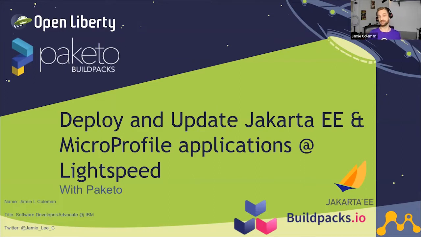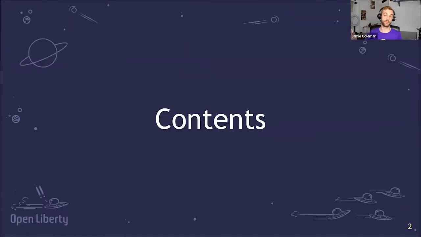Let me just get into what we're going to talk about here. Like I said, my name's Jamie Coleman. I'm a software developer and advocate at IBM, mostly working on the Open Liberty teams, or basically anything Java these days. So I work a bit with MicroProfile and Jakarta EE and things like that. And today we're going to be talking about Paketo, if you've never heard of it. It's something that I've been playing around with for a few months now. And it's really, really quite cool. But I won't ruin what we're going to talk about in the presentation.